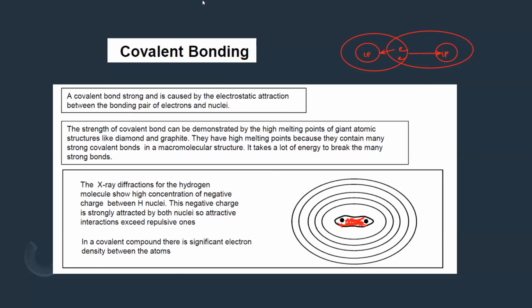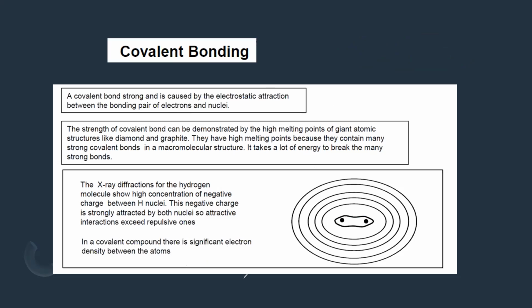What is the meaning of electron density? Electron density means the probability or chance of finding an electron is maximum. Simply, electron density means the number of electrons per unit volume, so higher electron density means there is a greater chance of finding an electron. So when we carry out X-ray diffraction, this is the type of pattern we observe for covalent substances.